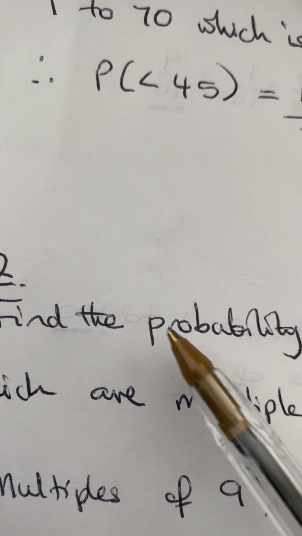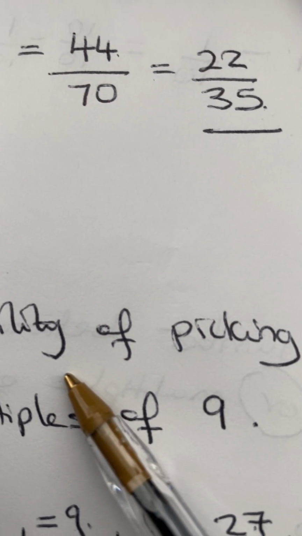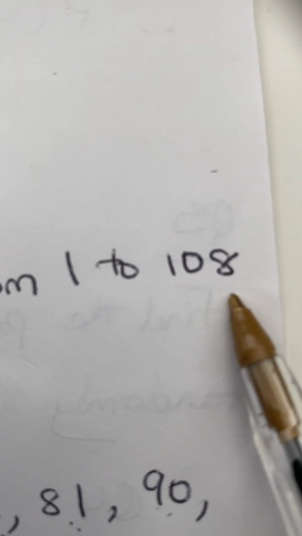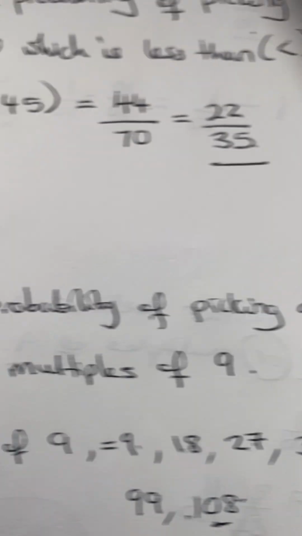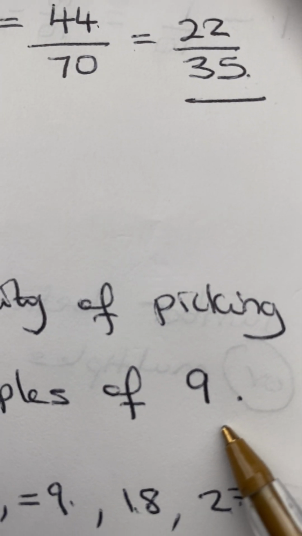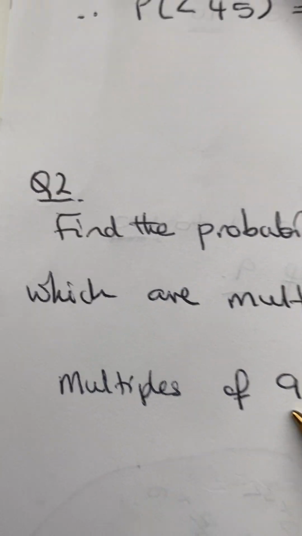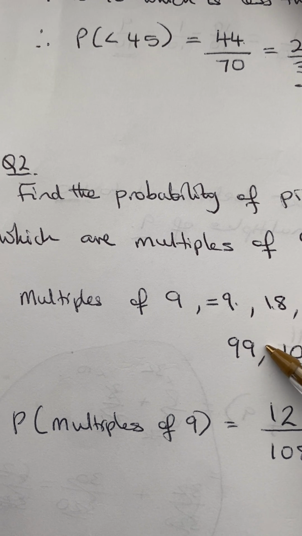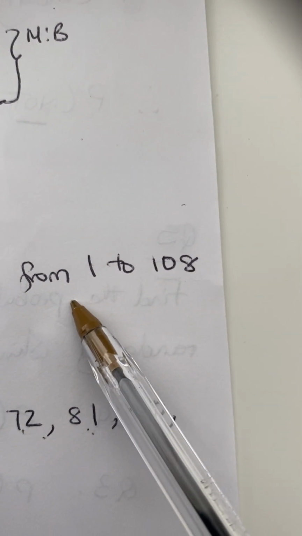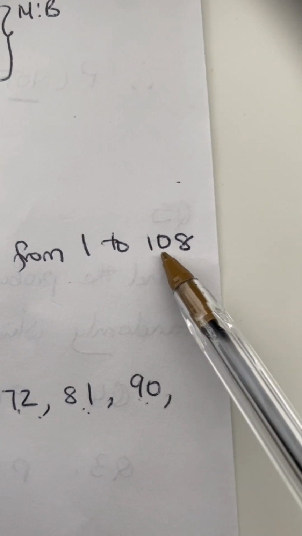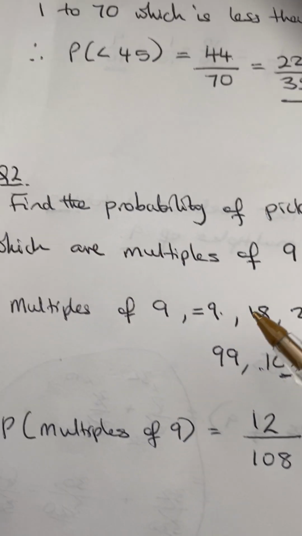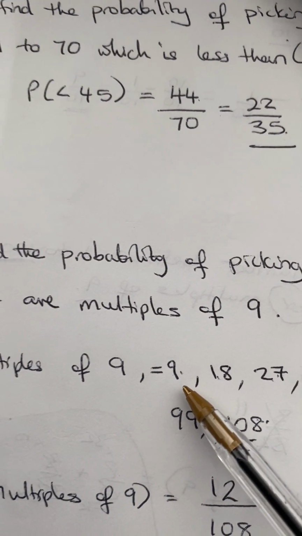Now question 2 here. Find the probability of picking a number randomly from 1 to 108 which are multiples of 9. So here is multiples of 9, which is the times table of 9. Let's list all the multiples of 9. They said from 1, so 1 is inclusive, 108 inclusive. We know that 108 is a multiple. 1 is not, but 9 is.